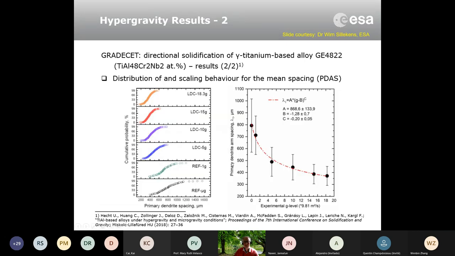Plotted here, for example, is the dendrite arm spacing as a function of G. So sorry, I didn't spend much time on hypergravity. It's mostly about microgravity, but I guess there's probably more work being done on microgravity, but we can have a complete spectrum of G levels from zero up to a high value.